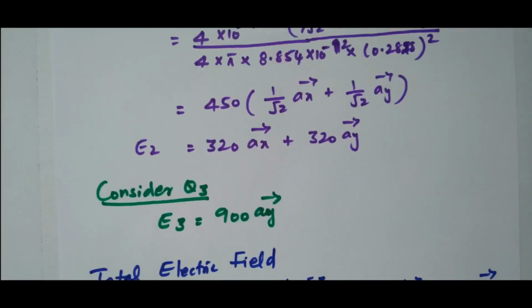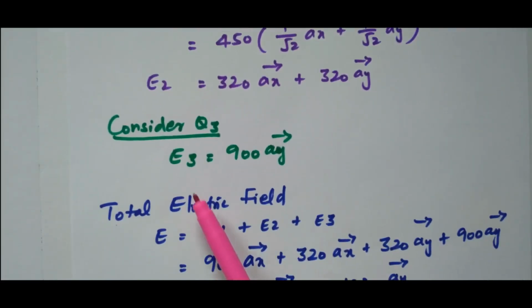Now we'll go to the third charge. Again it is the same, because the charge value and distance are already equal. So E3 is equal to E1. E1 we already calculated as 900 AX, so E3 is also 900 AY. Only it is available as a vertical component, so there is no need to calculate again. The already calculated E1 value is taken as E3. Both E1 and E3 are the same. Only E1 is the horizontal component, and E3 will be the vertical component.